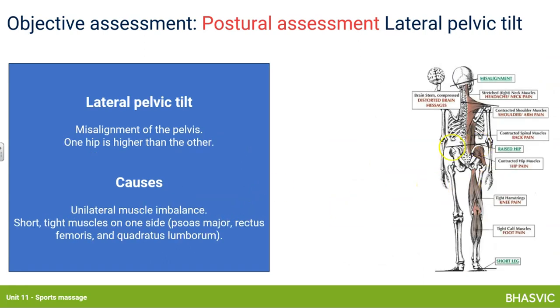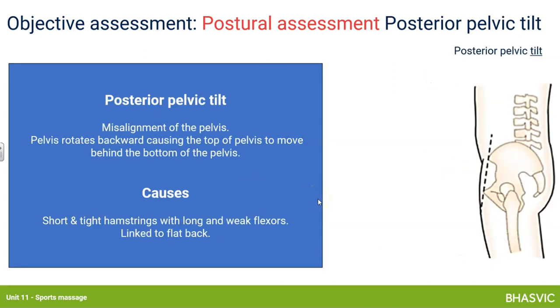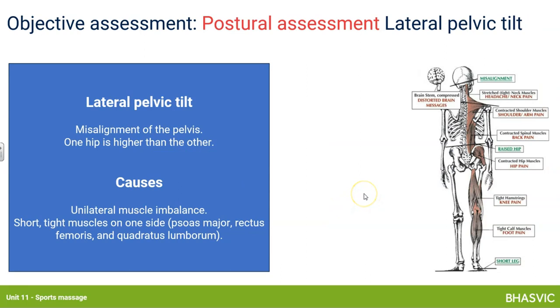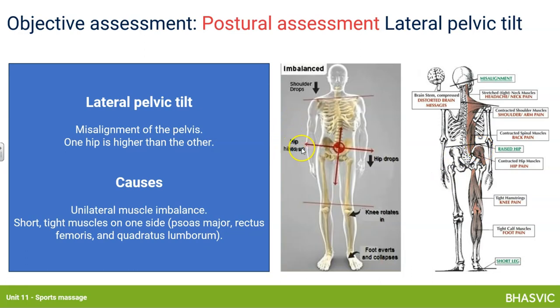To look at the height, the left and right side, so we were looking at front and back on the previous two, anterior, posterior. Now we're going to look at lateral pelvic tilt. Is one side of your pelvis higher or lower than the other? It's a bit more exaggerated here. And it shouldn't be, of course.